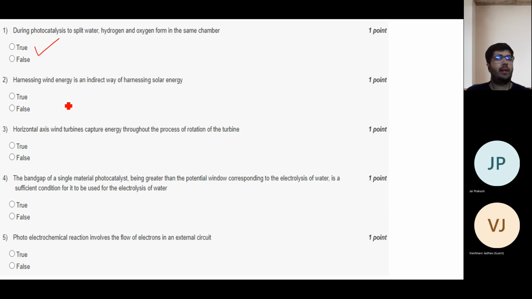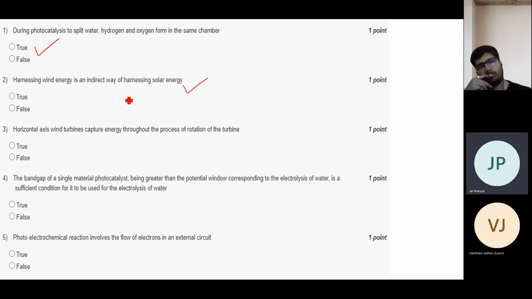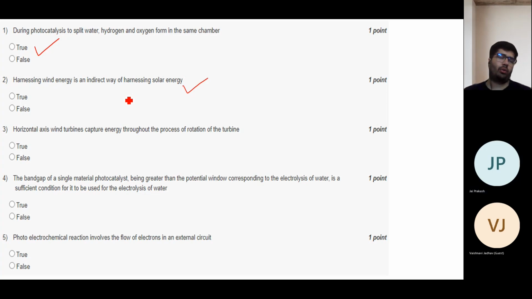Harnessing wind energy is an indirect way of harnessing solar energy. Is it true or false? True, because wind also is produced due to the solar effect only. Yeah, correct. True, because due to the temperature difference only, we are getting winds. So harnessing wind energy is an indirect way of harnessing solar energy. So option number 2 is also true.